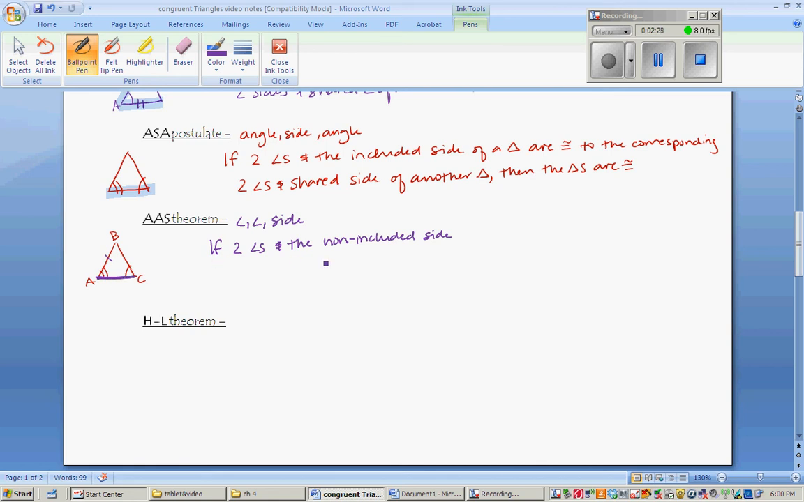So if two angles and the non-included side of a triangle are congruent to the corresponding two angles and non-included side of another triangle, then the triangles are congruent.